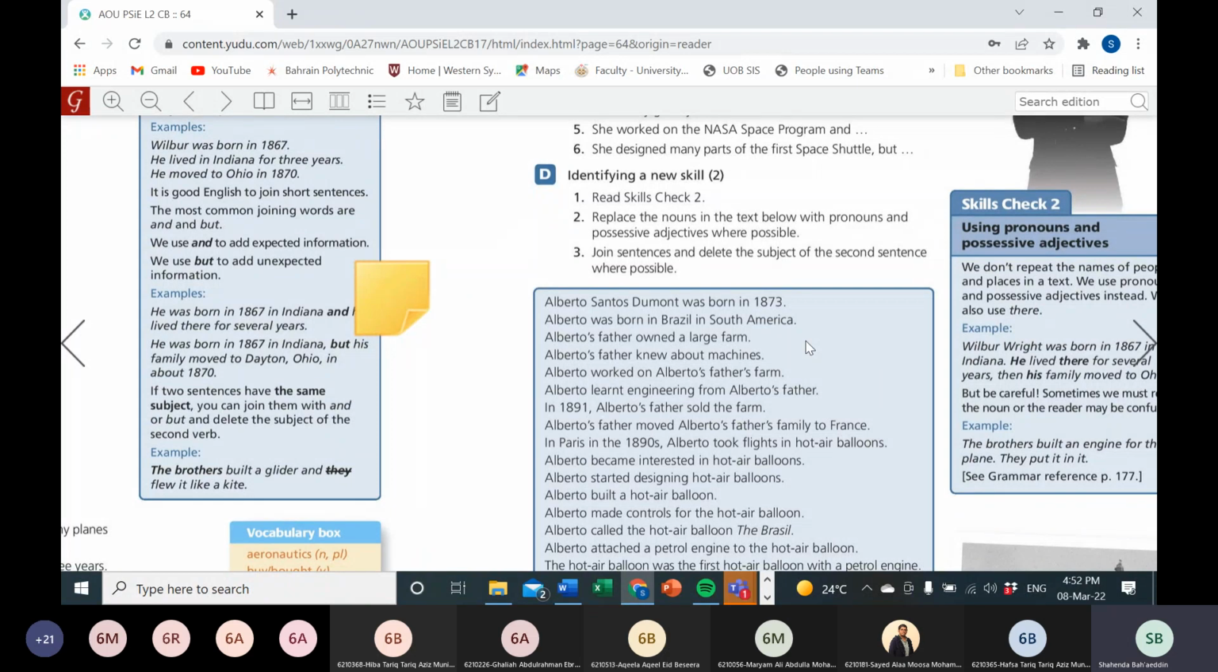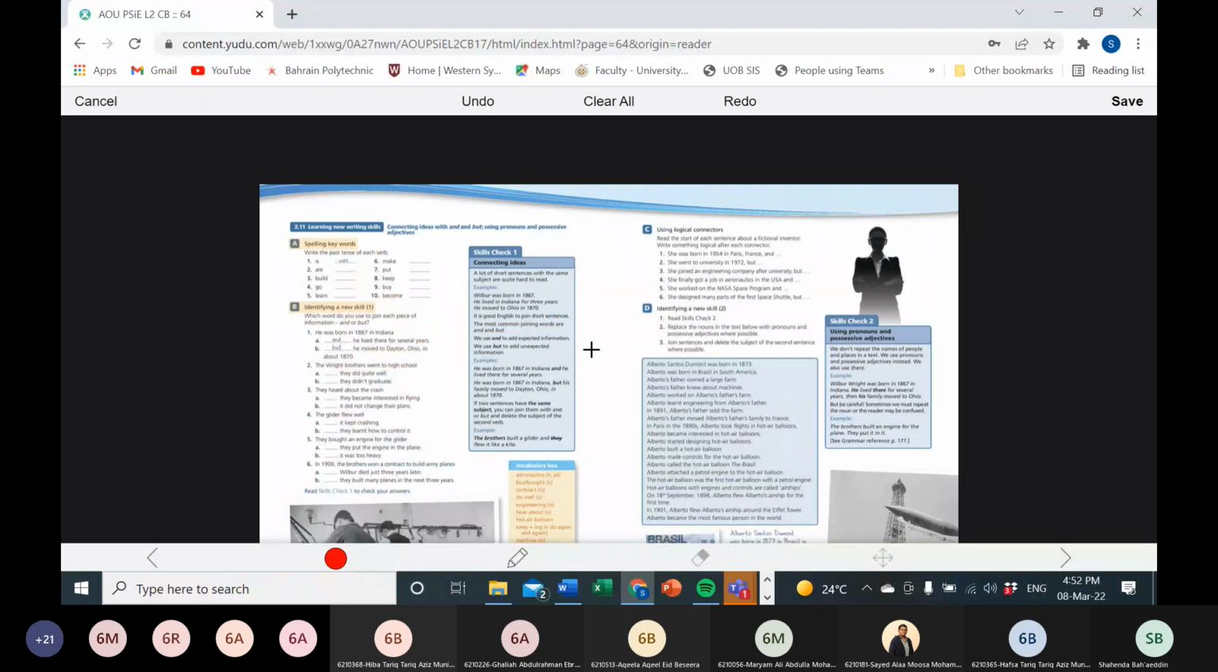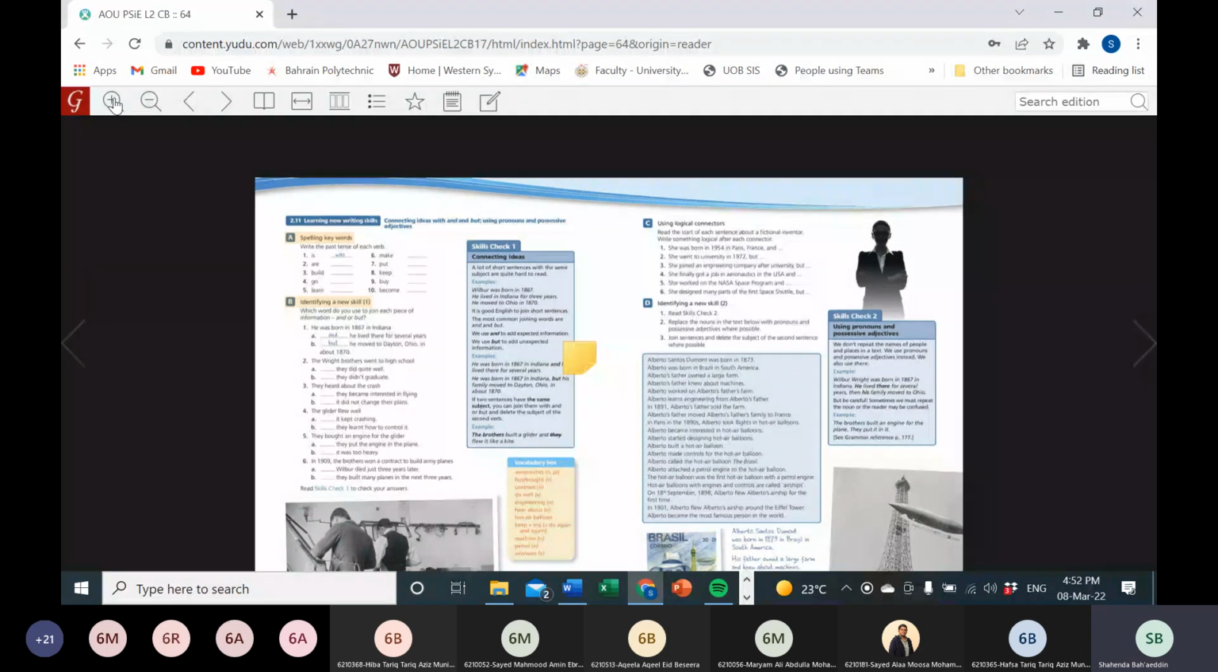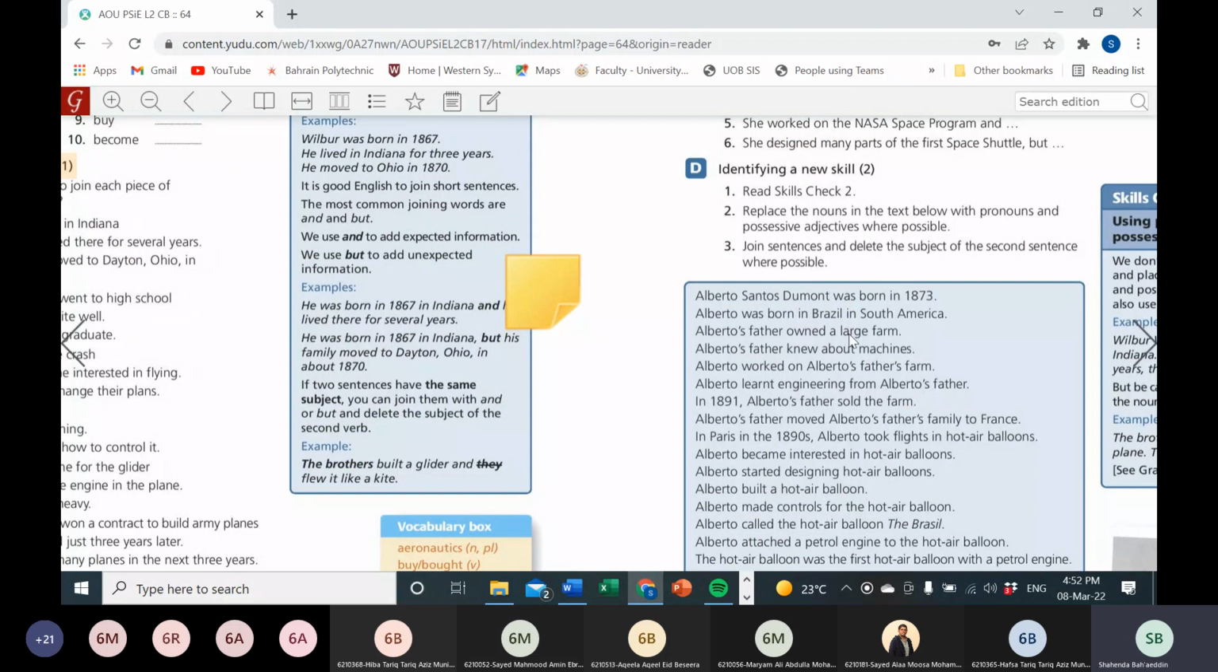Remove the second Alberto's father. What are you going to add here, Mariam? Remove this one, Alberto's father. What are you going to add? He knows. We can say like he knows. Yes, we are going to remove Alberto and we are going to say he. But can we just say like this, Alberto's father owned a large farm, he knew about machines? Directly, or we need a linking word, a conjunction that we just learned about on the opposite page?